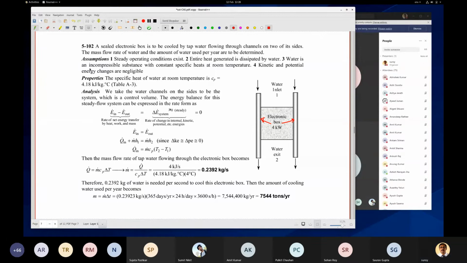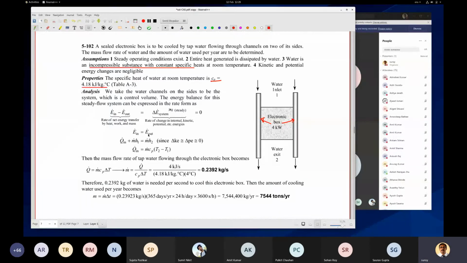Water is an incompressible substance with constant specific heat. So specific heat is constant, that is what is being assumed here. If that is told to you, then you can find out the enthalpy change of liquid water. For steam it would be difficult, but for liquid water you can assume that. The specific heat of water at room temperature is given, and it's very close to room temperature.